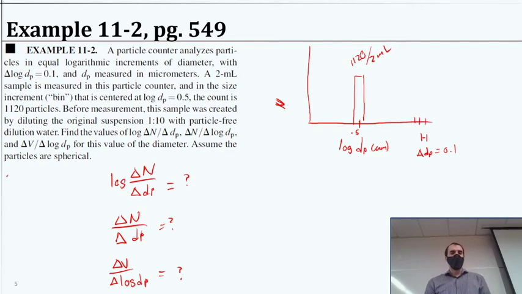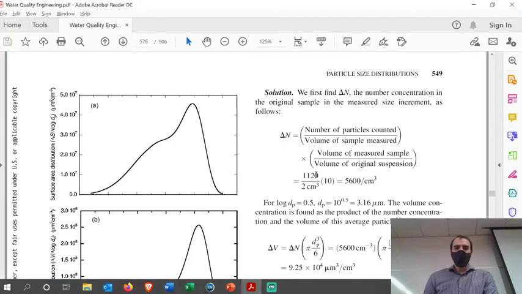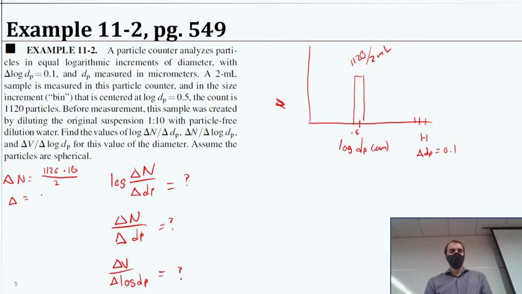So over here, we can say delta N is equal to that 1120. It was diluted by a factor of 10, so we have to multiply by 10 to get it back to the original, and then divided by 2 milliliters. On a milliliter basis, let's just go ahead and get their answer: 5,600 per milliliter. So it would be particles per, and they put it in cubic centimeters, which is the same as a milliliter.